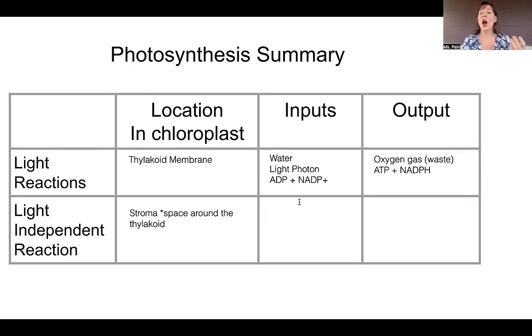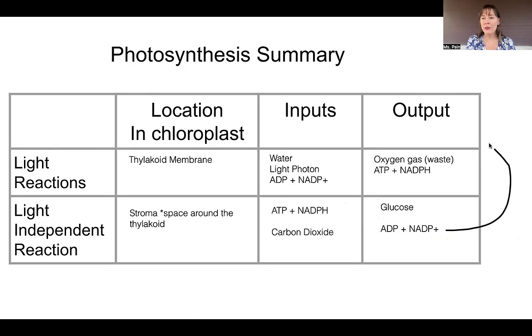And the inputs of it are the ATP and the NADPH from the light reactions, as well as carbon dioxide. My outputs are going to be glucose, and if I want to be really picky, ADP and NADP plus. And these will literally go and feed in to the next cycle.